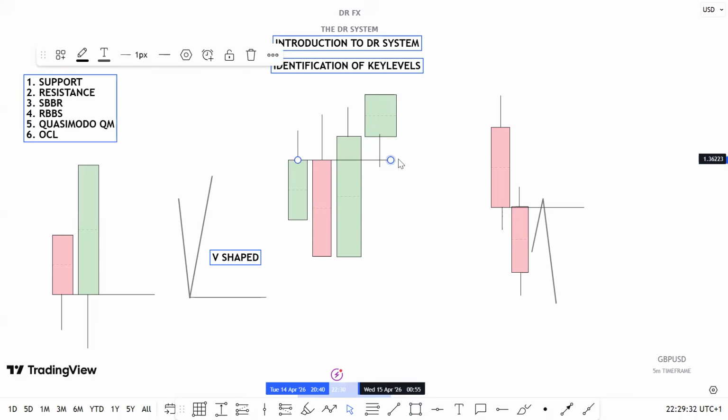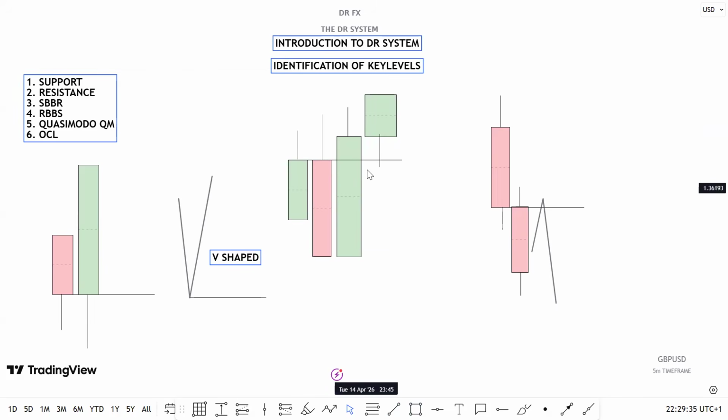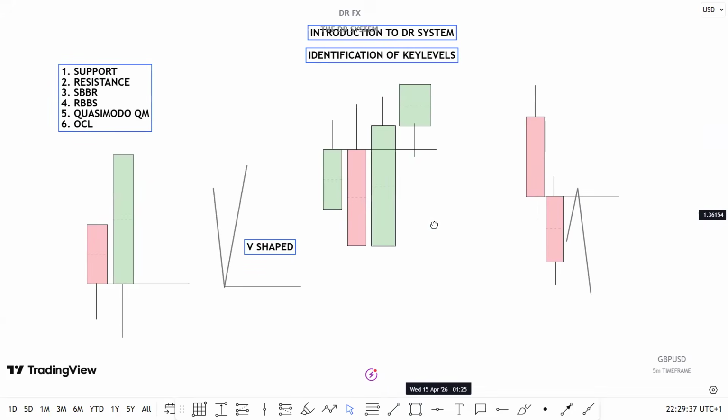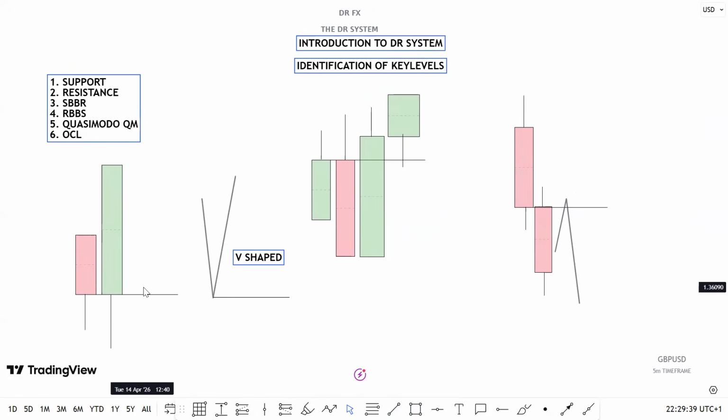So this is now what? A resistance break becomes support. The same thing is going to happen to what? To this support break becomes resistance. So this is a support.